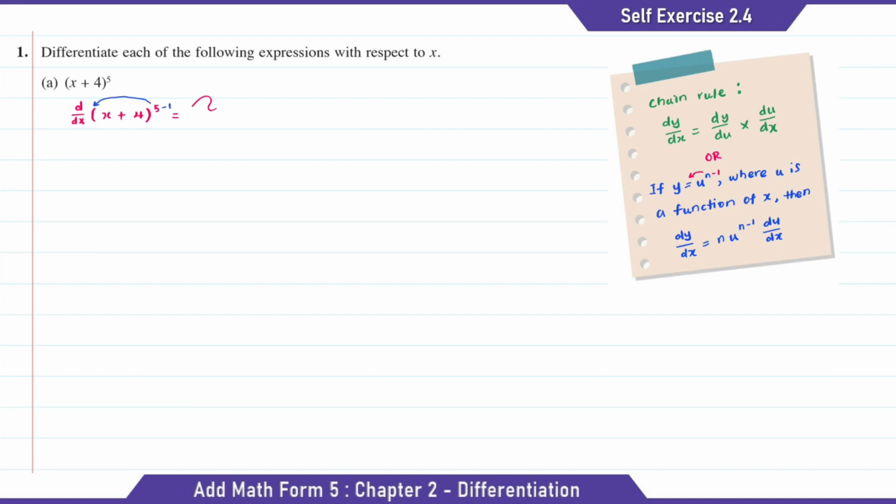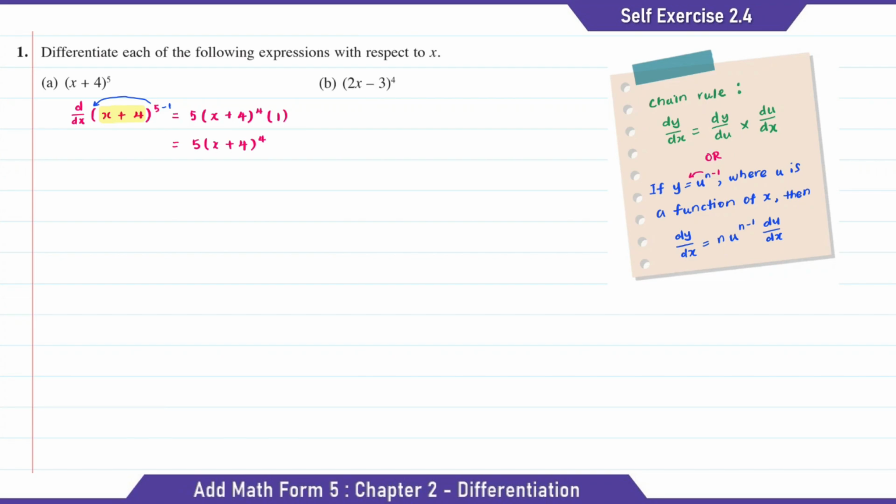So for question A, we're going to get 5(x + 4)^4, followed by differentiating the terms in the bracket. Differentiating x will give you the answer of 1, and when you differentiate 4, the answer will be 0. Then the answer of this will be 5(x + 4)^4.